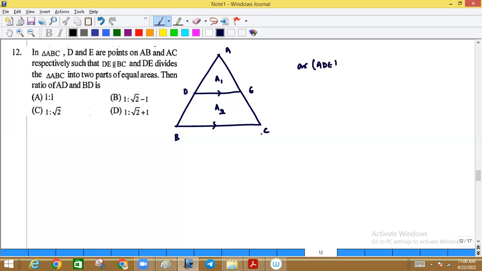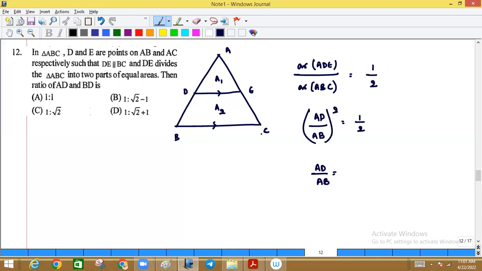area of triangle ADE by area of triangle ABC is equal to, can I say sides are in 1:2 ratio, so 1/2 whole square? I'm sorry. Areas are equal means it is 1/2. It is actually side 1 by side 2, can I say? Yes or no? Side 1 means AD. Side 2 is AB. Whole square is equal to 1/2. What is AD by AB? You understand why it is 1/2?